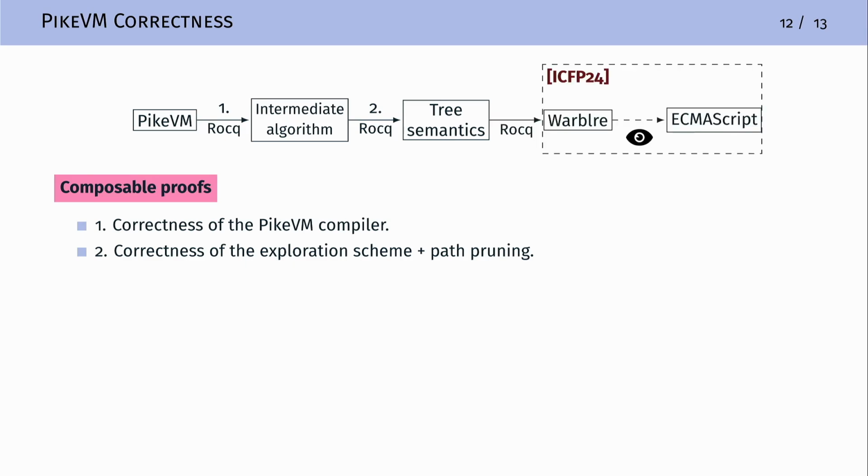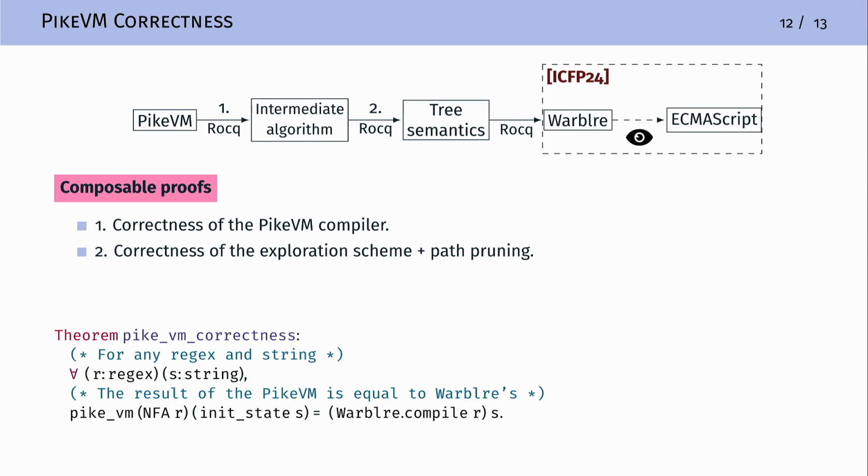Finally, of course, because we have connected our semantics to Warblre, we can also connect this result, meaning that we have a full correctness theorem that relates the semantics of this PikeVM algorithm to the actual ECMAScript standard that describes what JavaScript should do.